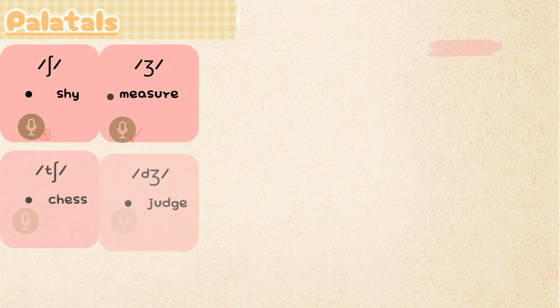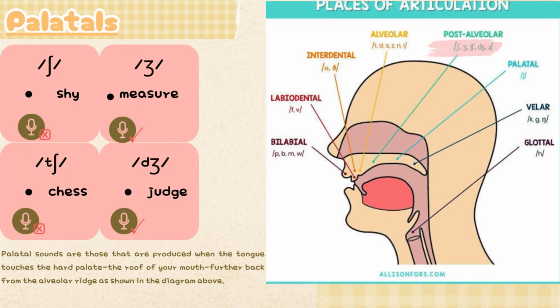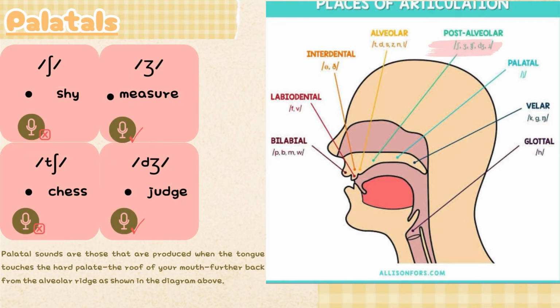Moving on, we have palatal sounds. Palatal sounds are those that are produced when the tongue touches the hard palate, the roof of your mouth, further back from the alveolar ridge, as shown in the diagram. These are the sounds that are produced with the tongue coming in contact with the hard palate.